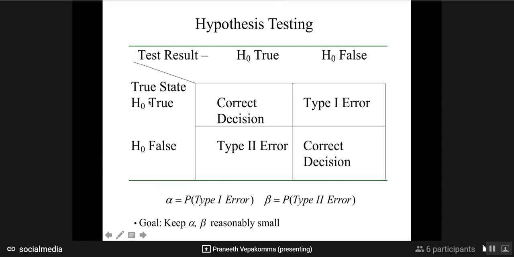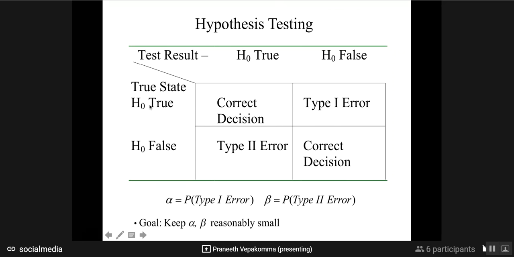If the true state is that the null hypothesis is true, but your hypothesis test rejects your null hypothesis, whatever test you're using, which means in all reality your new drug is better, but all your testing says the new drug is not better, then you would go with the wrong decision. So you're making an error, which is the type 1 error, which means you're sticking to a worse drug although you have a better drug now. So that's known as a type 1 error. This is one kind of error.